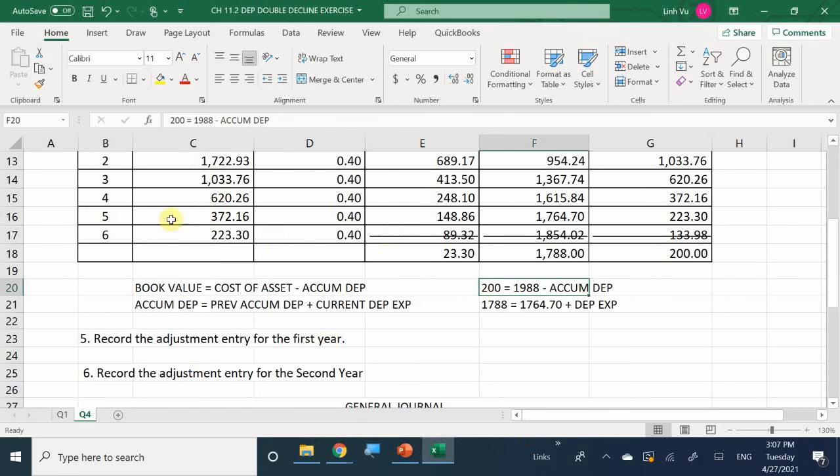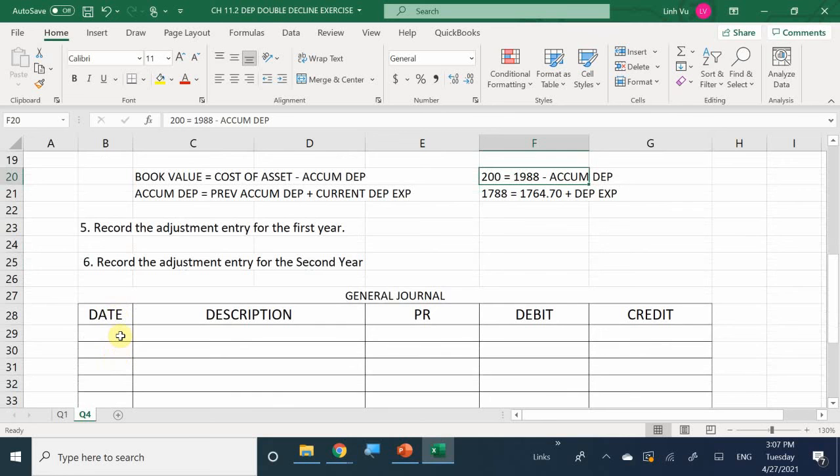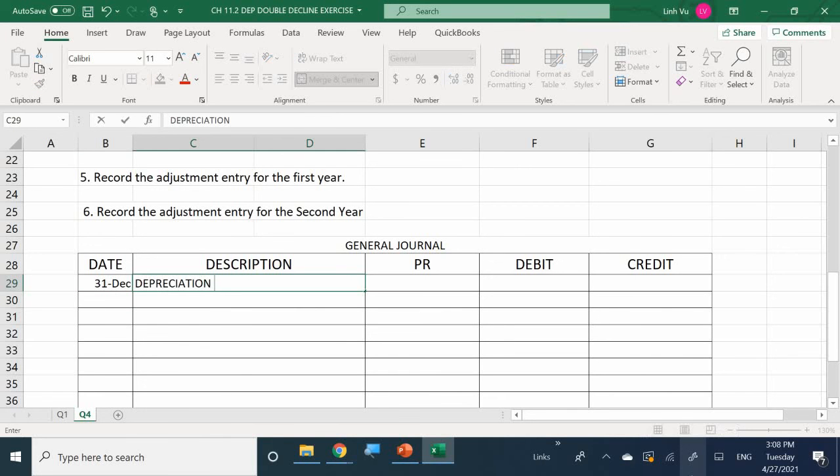All right. Two more questions left. So we have 5 and 6: depreciate for the first year and depreciate for the second year. So what should my journal entry be? Depreciation expense and accumulated depreciation. I'm going to do AD for short.